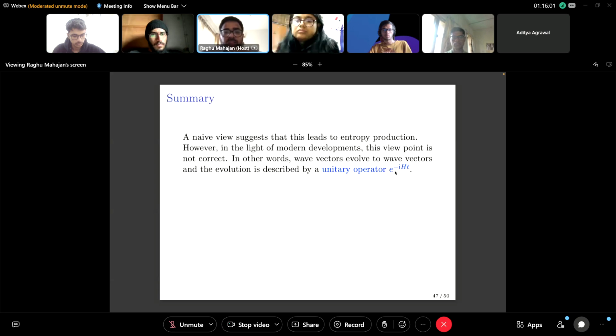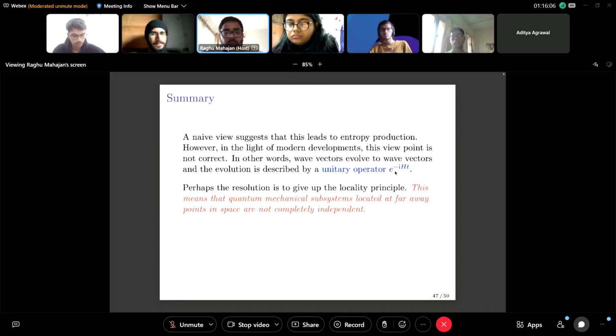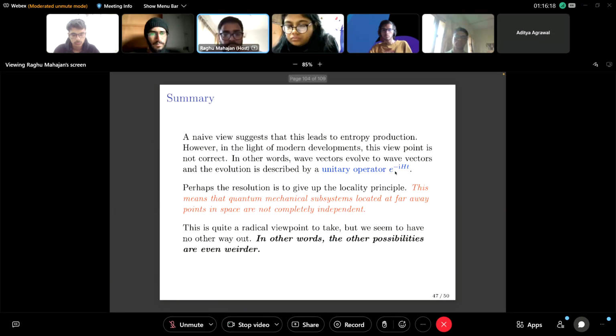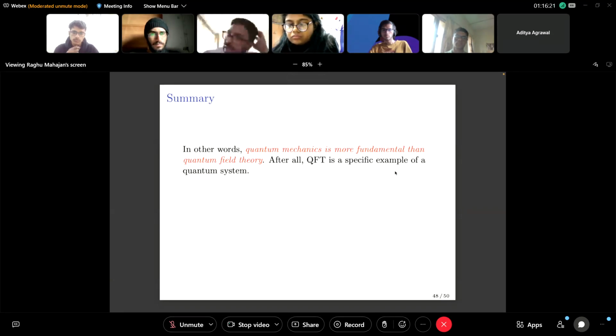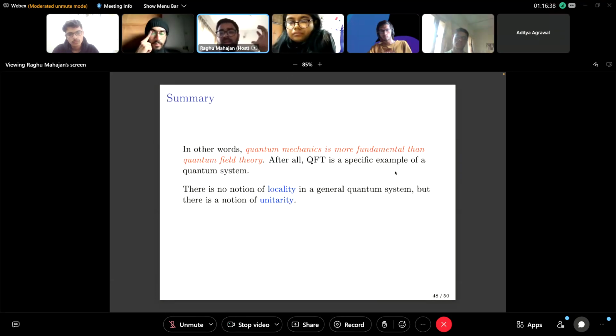However, in the light of modern developments, this viewpoint is not correct. And the resolution is to give up the locality principle. This means that quantum mechanical subsystems located at faraway points in space are not completely independent. Okay. So, in other words, quantum mechanics is more fundamental than quantum field theory. After all, this information preservation happens in quantum mechanics. It's there. And a QFT is just a specific example of a quantum system.